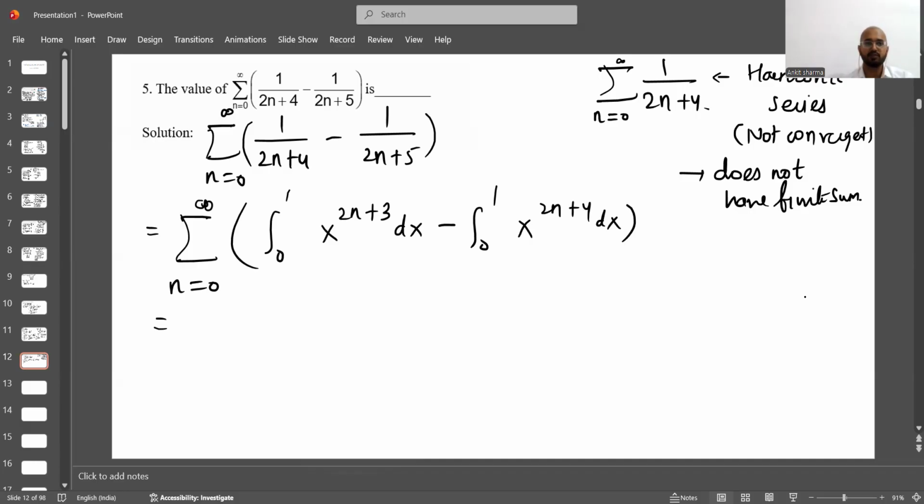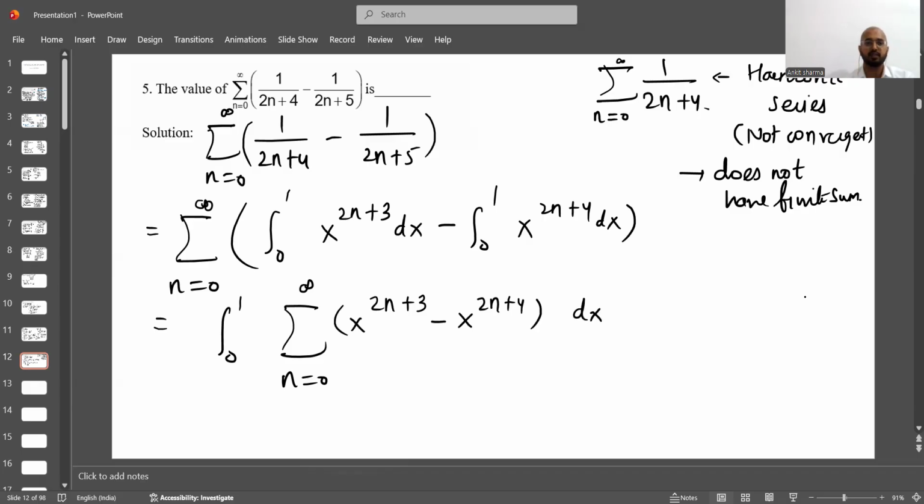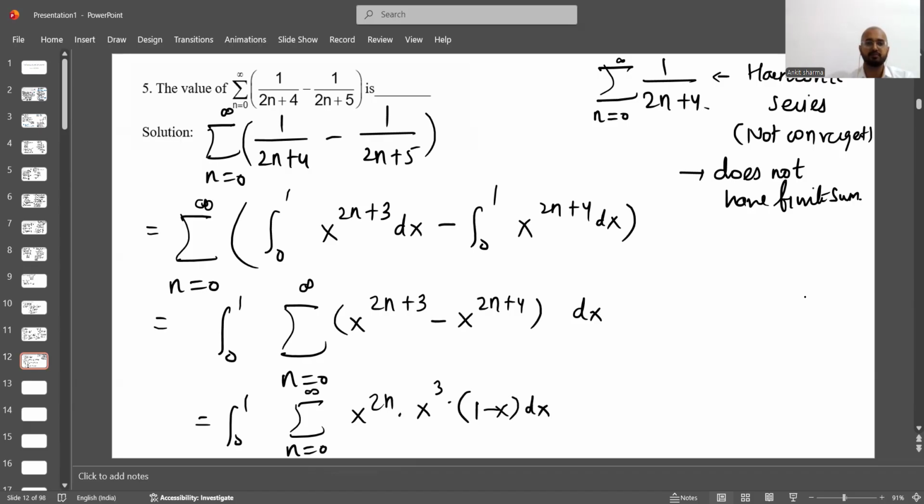And now this integral is of course convergent. That means I'm left with the integral 0 to 1, and then sigma n is equal to 0 to infinity, then we have x to the power 2n plus 3 minus x to the power 2n plus 4, and then we have here dx. That means now I can write down 0 to 1, this will be nothing but sigma n is equal to 0 to infinity. X to the power 2n will be common. X cubed also we can get common, and we get 1 minus x and then dx.